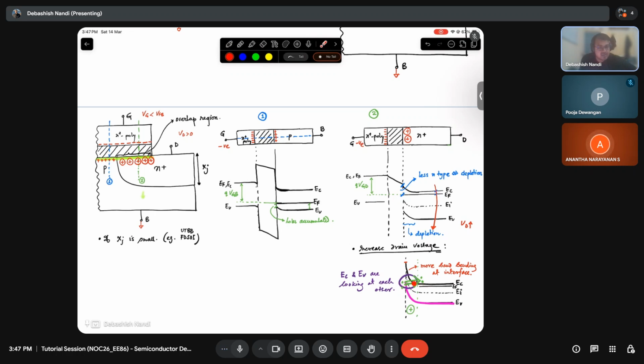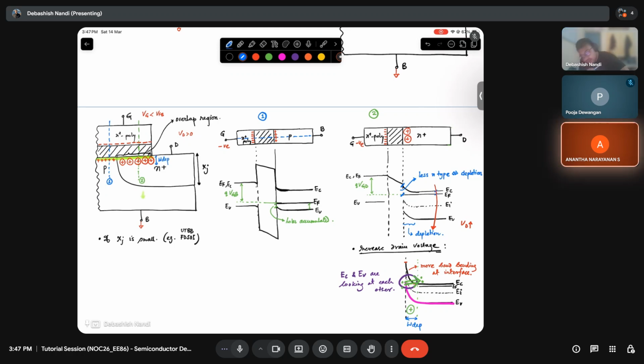Sir, is it EC and EV? EC and EV. Sir, but EC is placed highly above, right? So how can EC be at EV? I'm talking about EC of this region. Okay. Yes, and this length is your depletion width, W depth. This is your W depth.